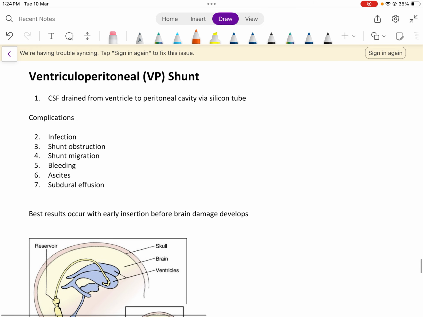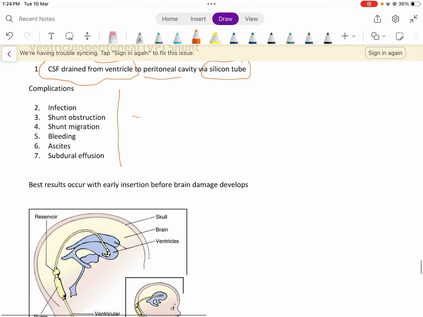Okay, next is a VP shunting. CSF is drained from the ventricle to the peritoneal cavity. So you connect the brain ventricle to the peritoneum, and all the extra CSF is drained via a silicone tube. That is known as a VP shunt, that is ventriculoperitoneal shunt. Now there are a lot of complications. This is asked: complications of VP shunt are infection, obstruction, migration, bleeding, ascites, subdural effusion.